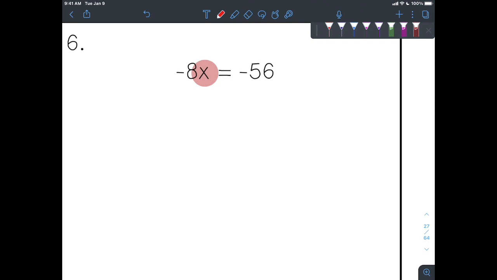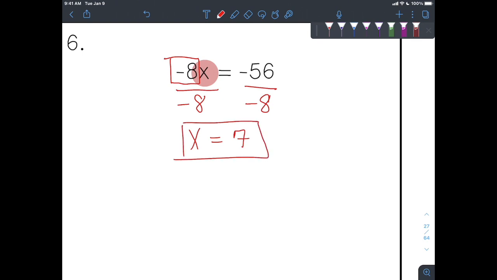So I see that my negative 8 is multiplying. So I need to divide. But I can't just divide by negative 8 because then I'll end up with negative x over here. I've got to take that negative with it. So remember, anytime you start seeing negatives or minuses, always be very careful with them. So whenever I divide by this entire coefficient that's in front of my x, I'll end up with a positive answer because two negatives make a positive.